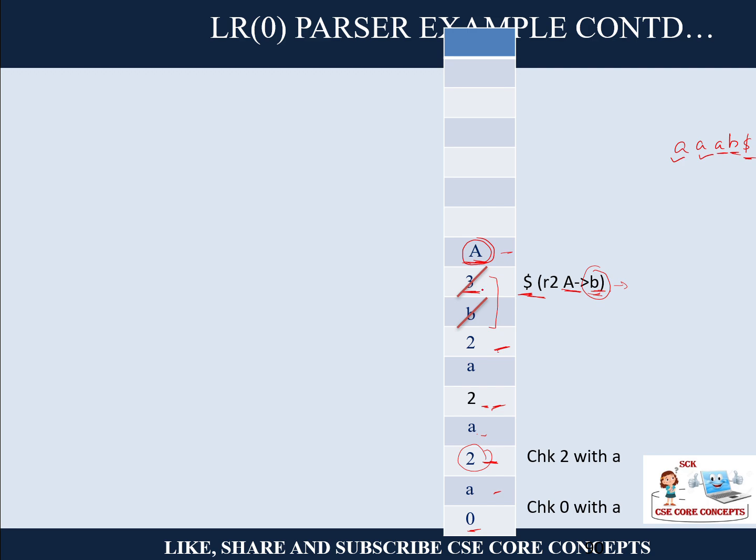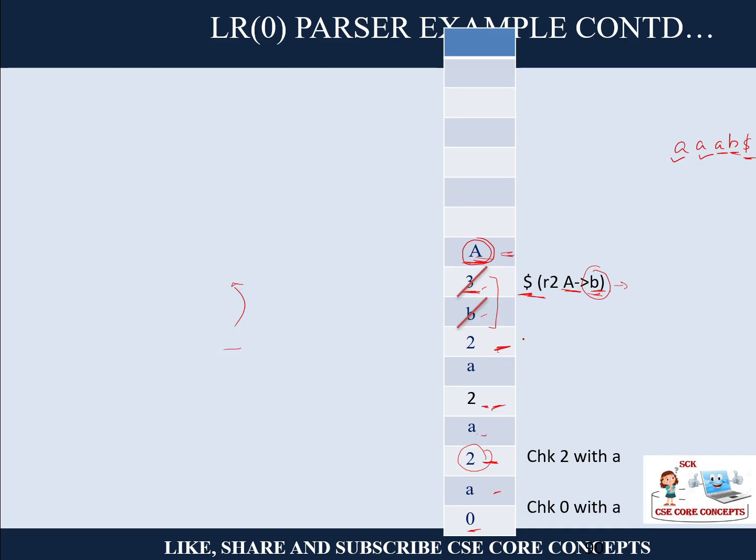So 2 elements you pop, 3 and B. Replace it with capital A, and this is your parsing done. So first parsing that B has been reduced to capital A, right? Now who is at the top? A you inserted and next is 2.